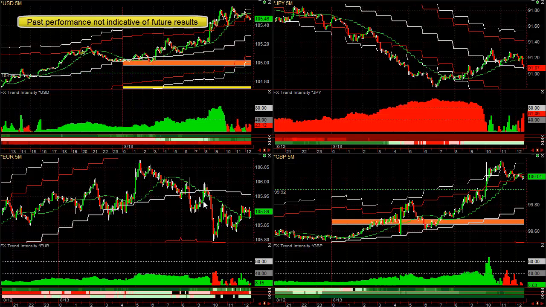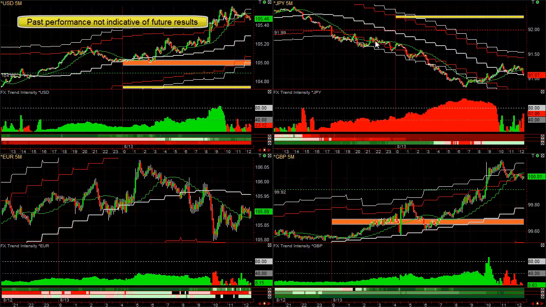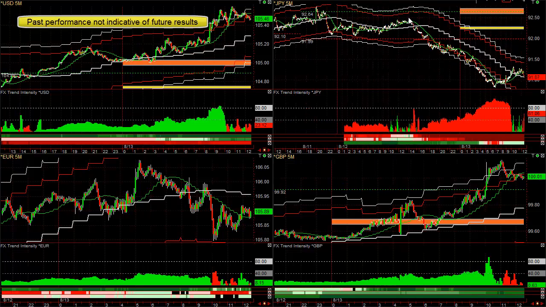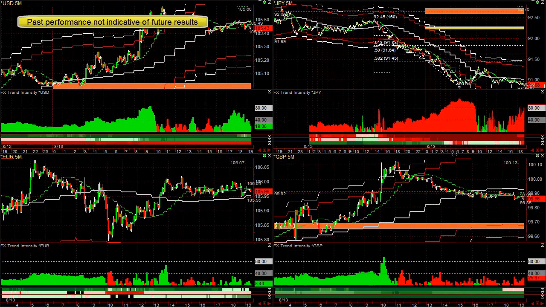Typically 38% moves only work when the market makes an astronomically big move, like in the yen here. This is a very huge move. I would not expect it to make its way up to the 50% when it hits the 38%. If it does, it's likely to bounce, and it obviously hasn't done that.